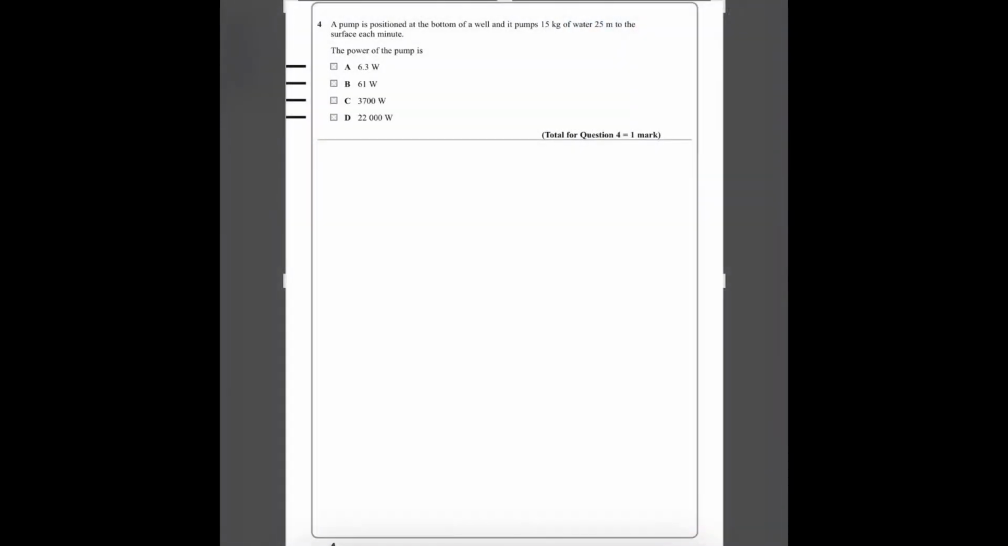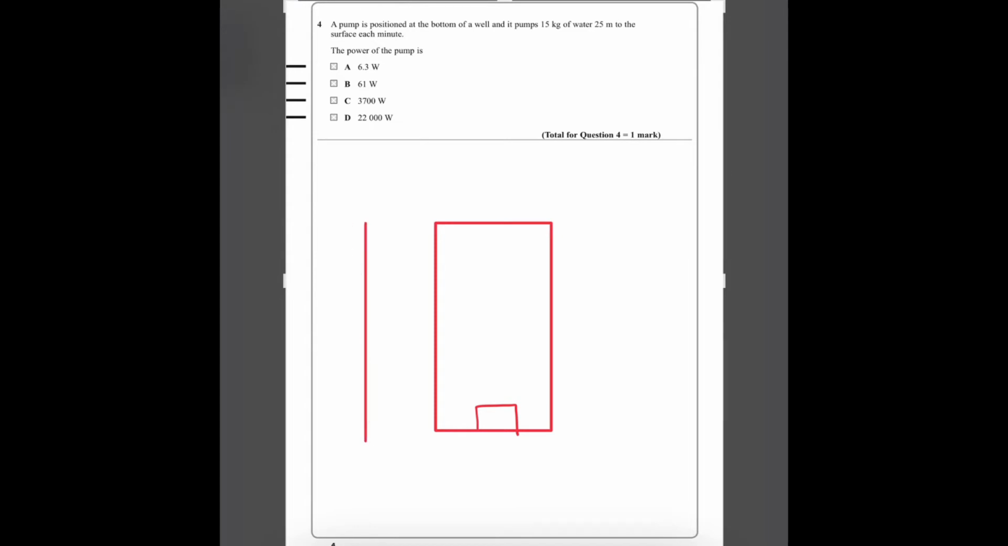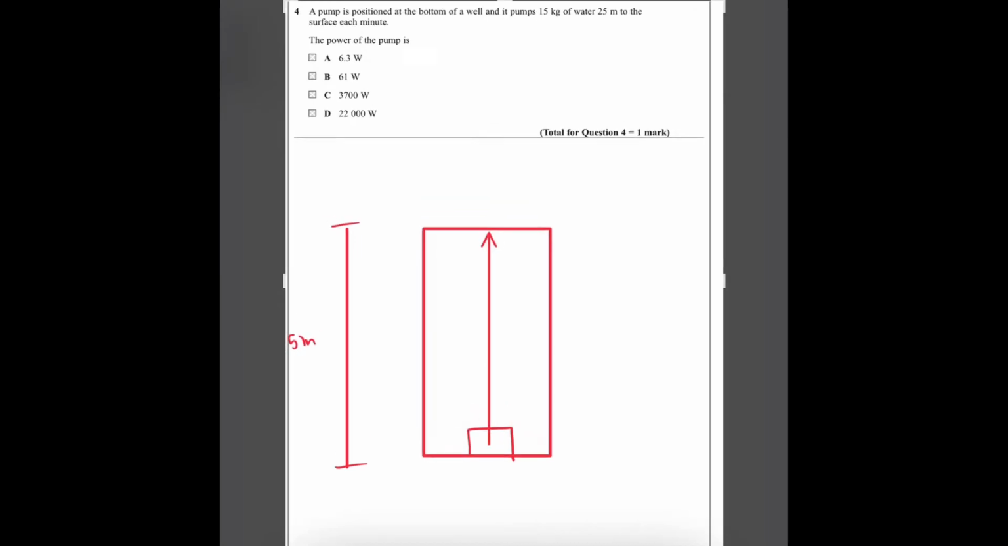Number 4. A pump is positioned at the bottom of the well and it pumps 15 kg of water 25 meters to the surface each minute. So basically we have a well here and a pump here, and this pump pumps the water 25 meters up to the surface, from here to here, and the mass of the water is 15 kg. So what is the power of the pump?